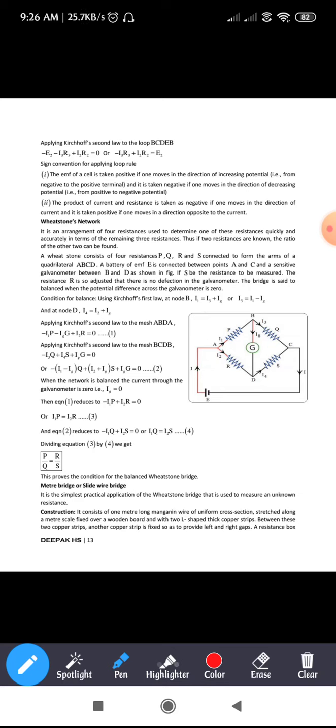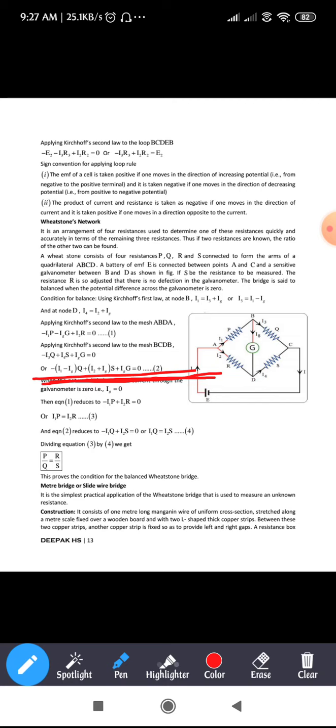Now in this equation you have the values of I3 and I4. Let us substitute the value of I3, which we have already written as I1 minus Ig by making use of KCL. Similarly, I4 is I2 plus Ig. So minus I3Q becomes minus (I1 minus Ig) into Q plus (I2 plus Ig) into S plus IgG is equal to 0. That is taken as equation 2.